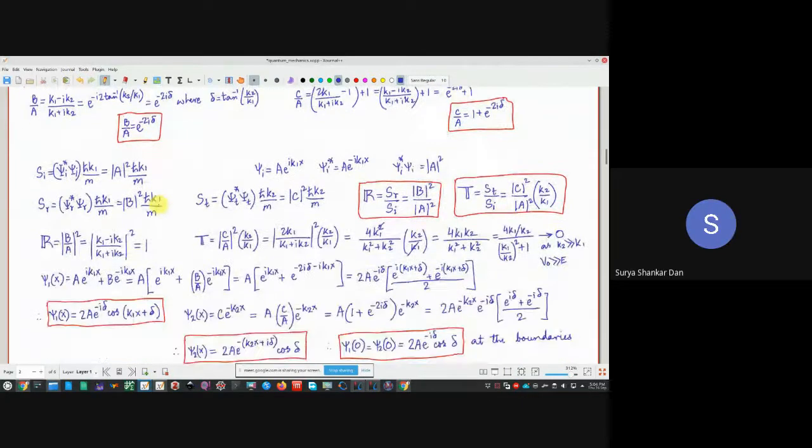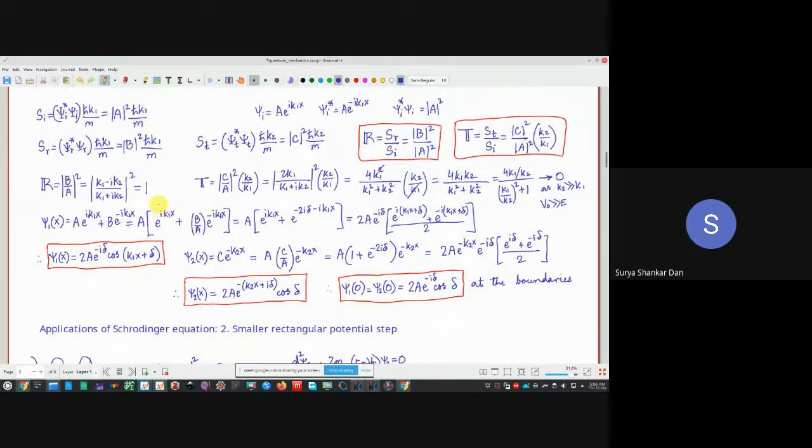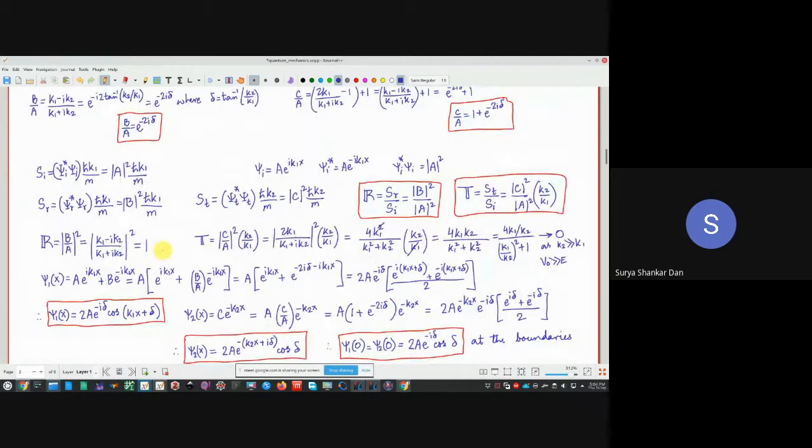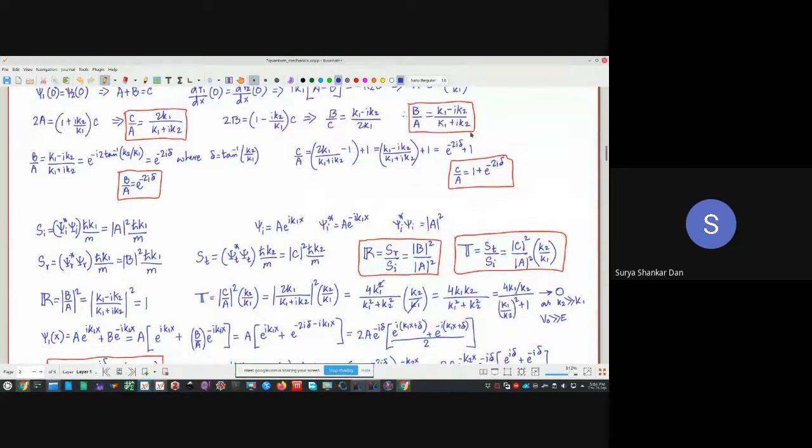Right. So now what we will understand is, here if you notice B by A was a phase variation, C by A also has a phase, this is e to the power of minus i into twice delta, the same phase, plus 1. This 1 is essentially adding one amplitude factor into that phenomenon, correct?